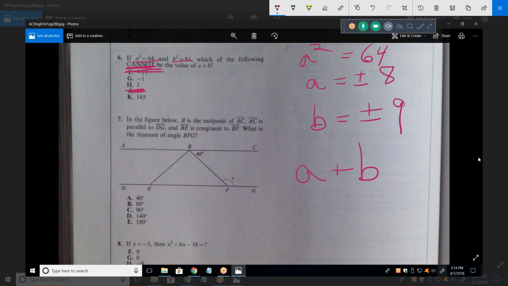Remember, what we're looking for is an answer that it cannot be. Would it be K? Exactly. In other words, even if it was plus 8 and plus 9, that's 17 at most. There's no way you're getting up to 145.